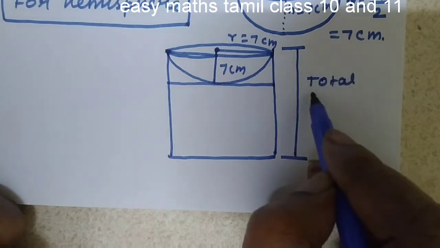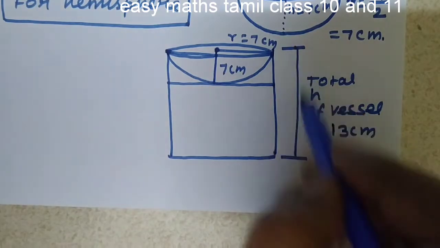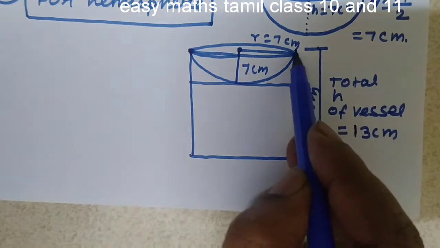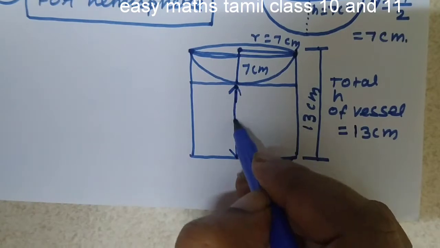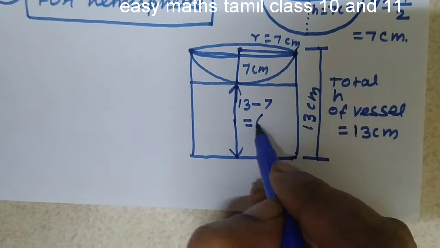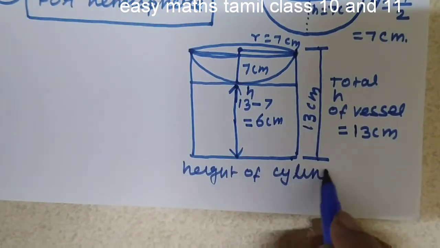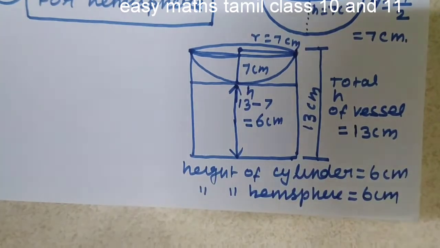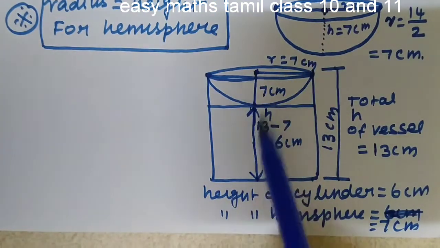Total height of the vessel is 13 cm. Height of the hemisphere is 7 cm. Subtract 7 from 13. Then the height of the cylinder is 13 minus 7 is 6 cm. Height of the cylinder is 6 cm and the height of the hemisphere is 7 cm.